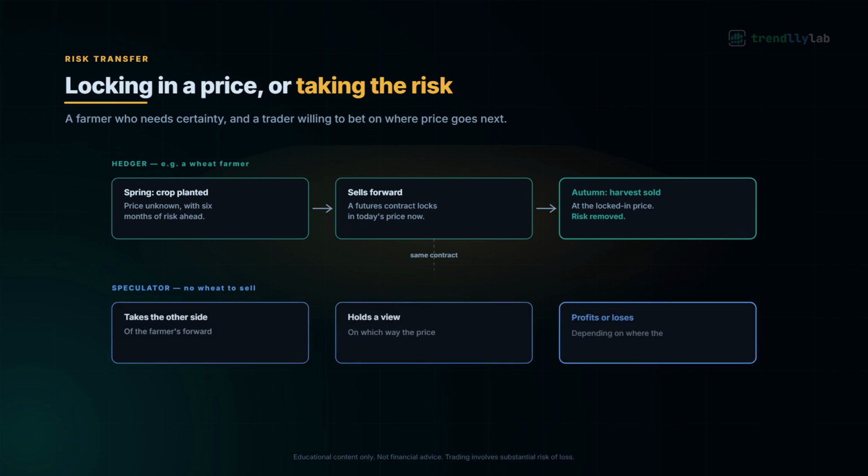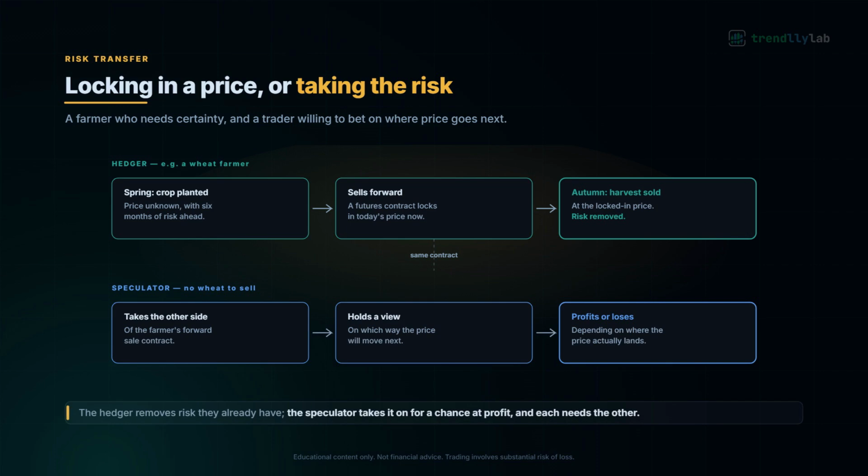Now the same contract from the other side. The speculator has no wheat to sell. They take the other side of the farmer's forward sale, holding a view on which way the price will move next, and they profit or lose depending on where the price actually lands. The hedger removes risk they already have, and the speculator takes it on for a chance at profit.